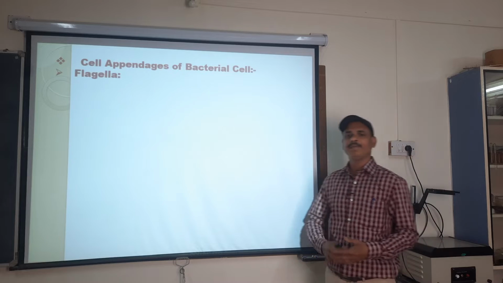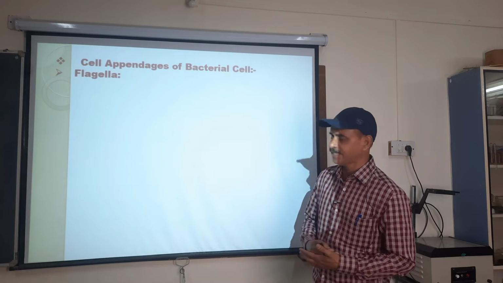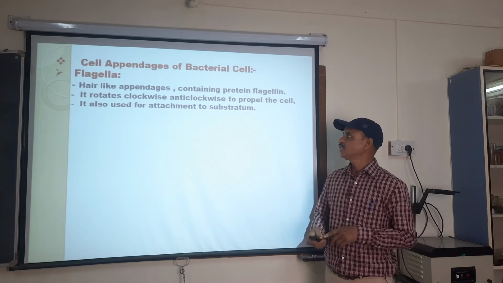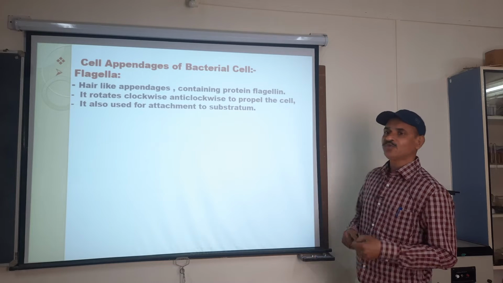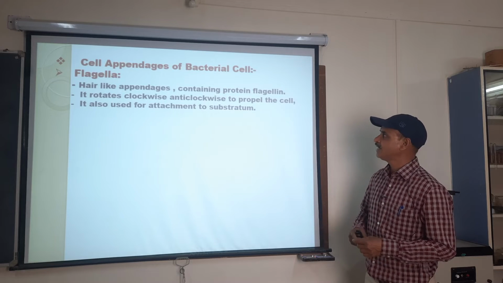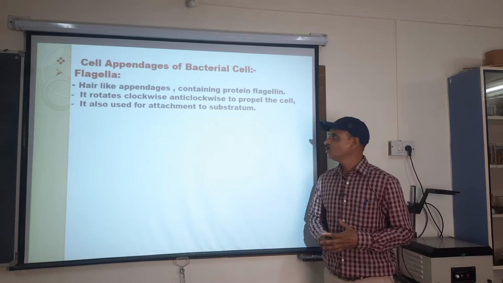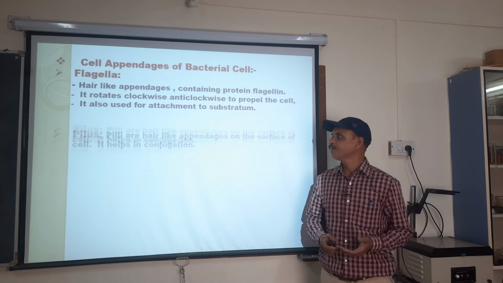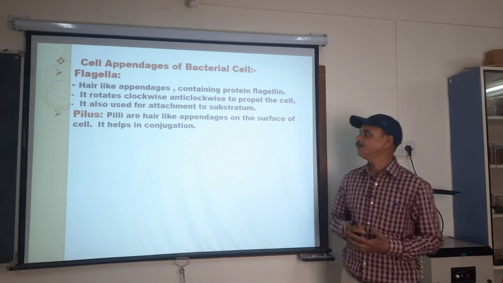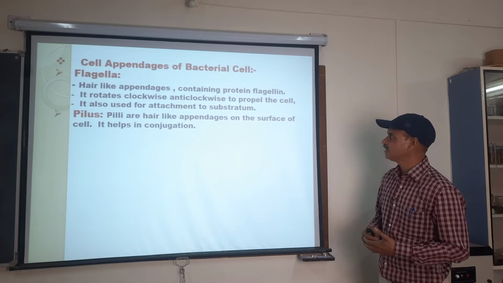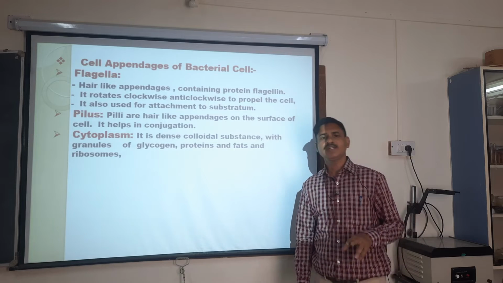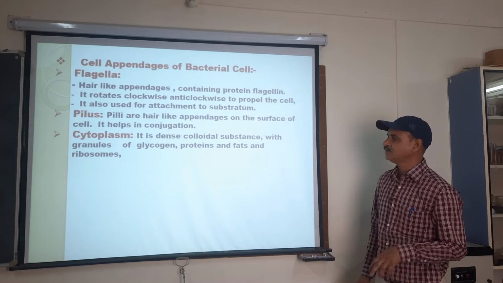Now come to the different appendages associated with the bacterial cell. The flagellum is a hair-like appendage containing the protein flagellin, due to which it becomes flexible. It rotates clockwise and anticlockwise to propel the cell. It is also used for attachment to the substratum. Then there is the pilus, singular pilus and plural pili. These are hair-like appendages present on the surface of the cell. They help in conjugation. We know conjugation is a type of sexual reproduction which occurs in the cell.